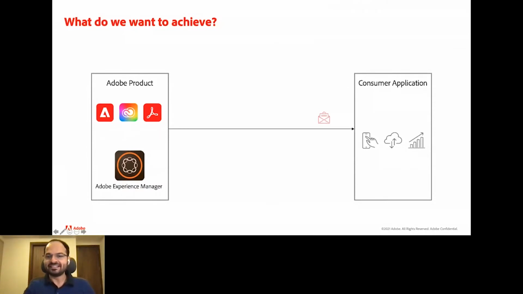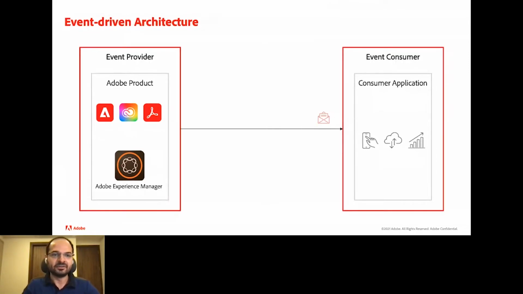All right, the stage is set. We know what we want to achieve. Let's learn a couple of things first. We have AEM that produces events. We have an event consumer application that we want to build that consumes events in real time. And we all know these loosely coupled services, event provider and event consumer, are the core components of an event-driven architecture. And the thing is that they are all miles apart.